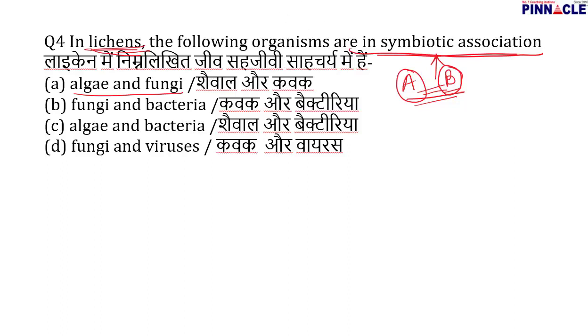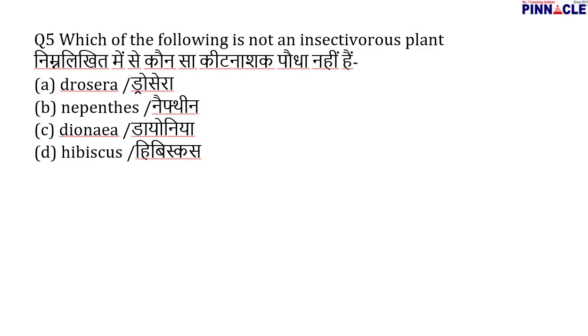Now moving to question number 5, and the question number 5 is, which of the following is not an insectivorous plant? So 4 plants have been given, and we have to identify that among these 4 which is not an example of an insectivorous plant. Okay, so first of all, try to understand what is an insectivorous plant.